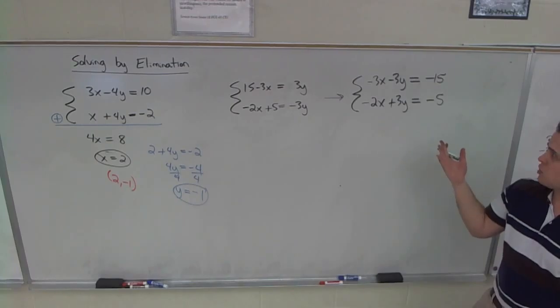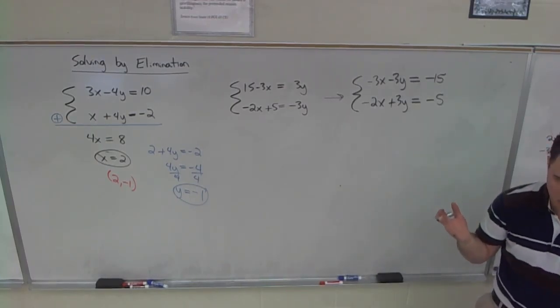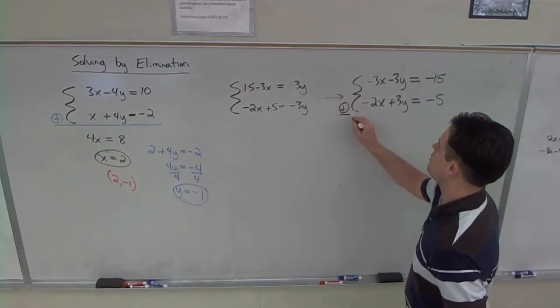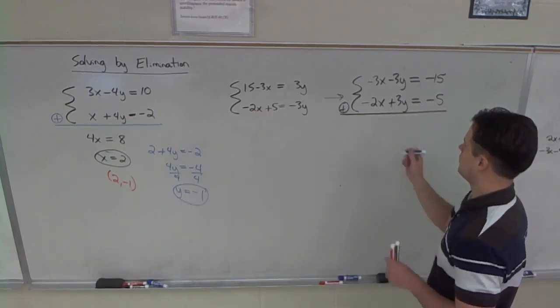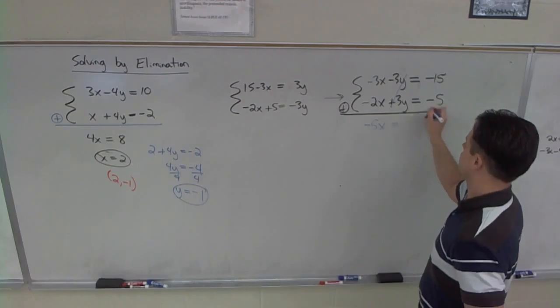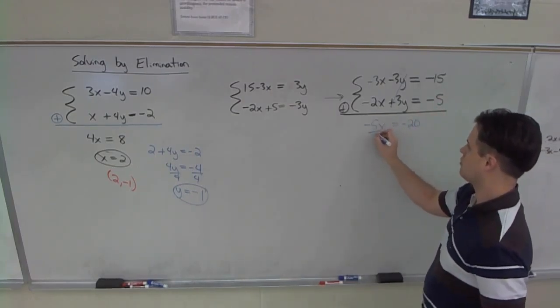Sorry. If we target the y's, they'll just go away. I don't have to do anything special. This is not always going to work this easily, but we lucked out on this problem as well. So if I add these, the y's go away, and what do we have left? Negative 5x equals 20. These go away. Negative 20, divide by negative 5.